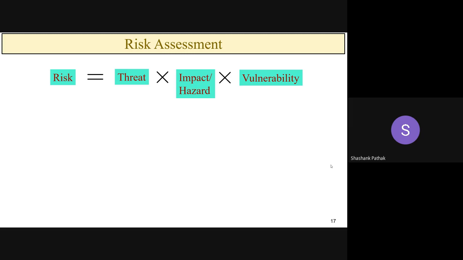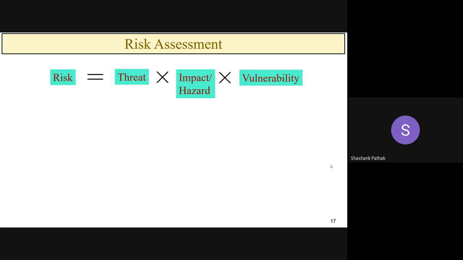Maybe there are cases of soft story, or maybe there are cases of a building in which there is no particular boundary. If there is no boundary, that will be more vulnerable to terrorist attack compared to a building which has a proper boundary, proper guards, security. So that building will be less vulnerable. So by multiplying all these factors, we get a total idea of the risk.